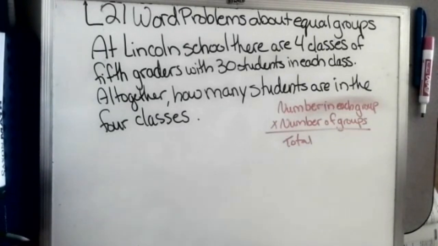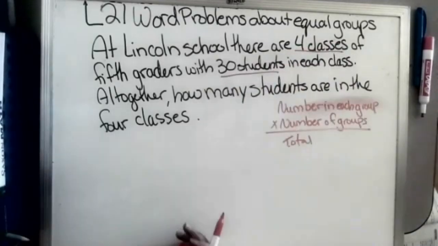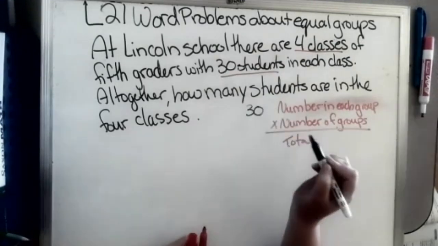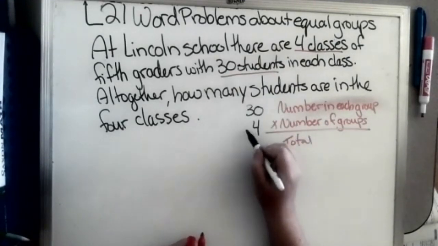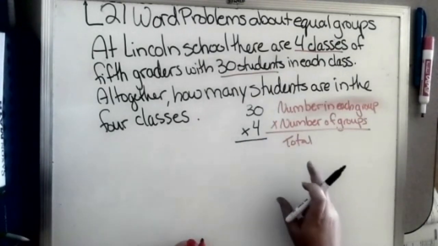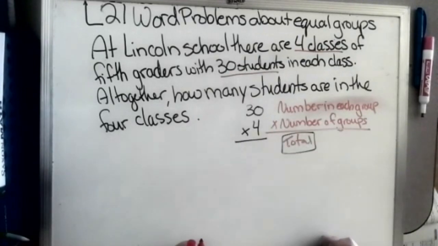Okay, let's read it. At Lincoln School, there are 4 classes of 5th graders with 30 students in each class. Okay, that gives us some numbers. Number in each group, well, we've just said there are 30 students in each class, and the number of groups is 4. There are 4 classes, which means I am doing 30 times 4 to find my total, which means I am looking for the total. That is my missing number.